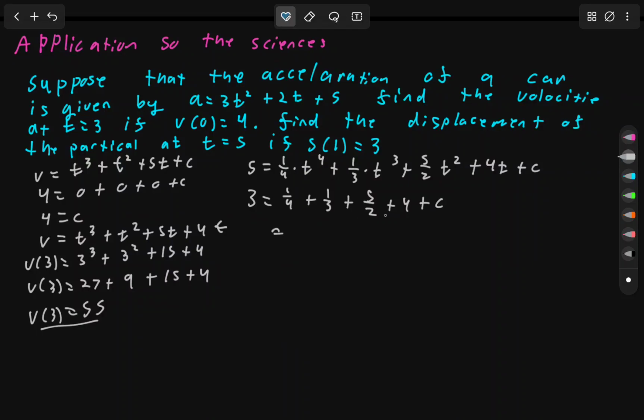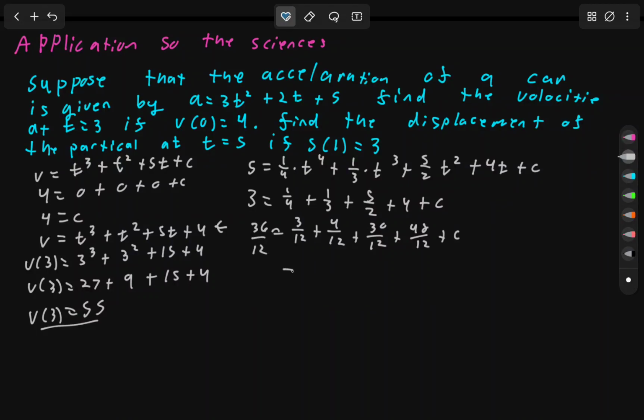Getting a common denominator on this right side, I suppose 12 is going to be the one that we're shooting for. So we are going to get 3/12 plus 4/12 plus 30/12 plus 48/12 plus c, and that is equal to 36/12.